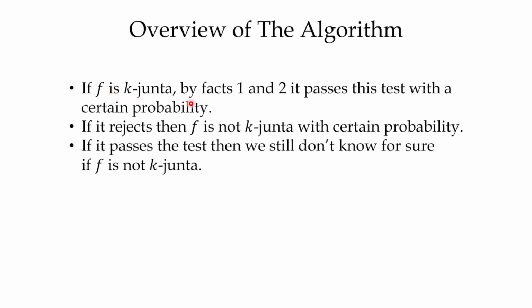So, if f is k-junta, by facts 1 and 2, it passes this test with a certain probability. If it rejects, then f is not k-junta with a certain probability. If it passes the test, then we still don't know for sure if f is not k-junta. That we will calculate soon.